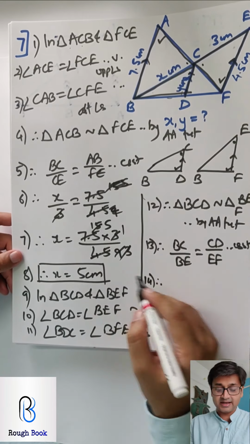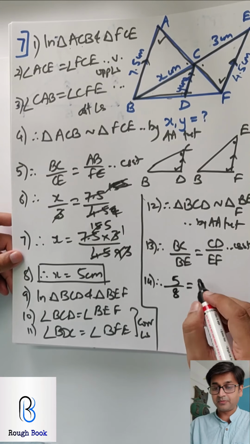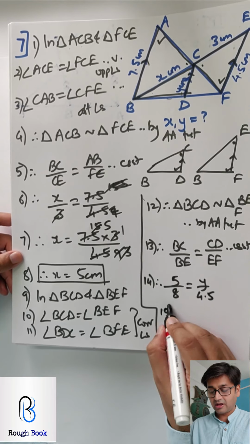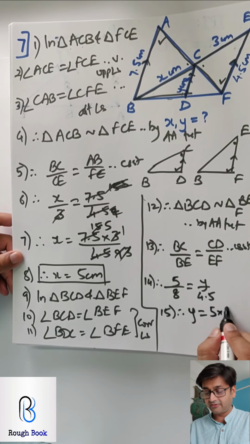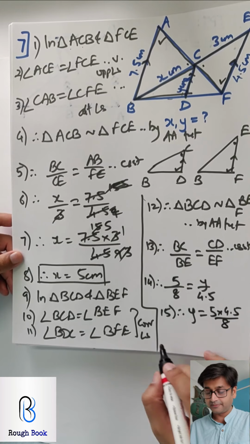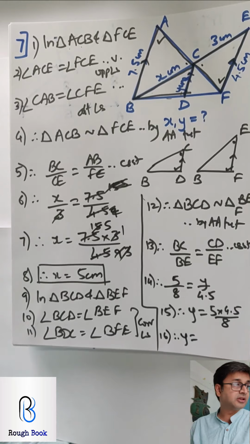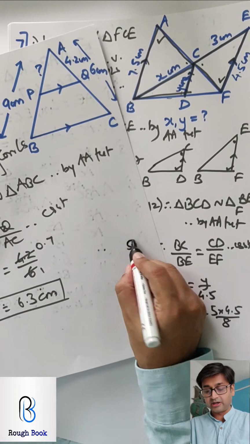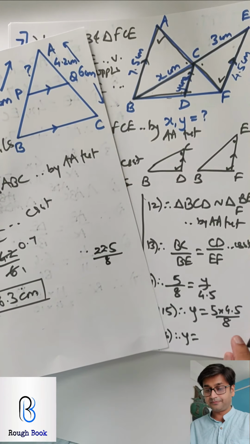BC is x and x is 5. BE will be 5 plus 3, 8. CD is y and EF is 4.5. I am not doing it direct, I don't want to mess up. So y is 5 into 4.5 by 8. So we'll have to actually divide and get the answer. So I'm just taking a rough sheet because I don't have place here. So 5 5s are 25, 22 upon 8 and decimal.